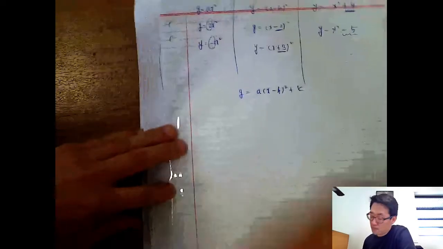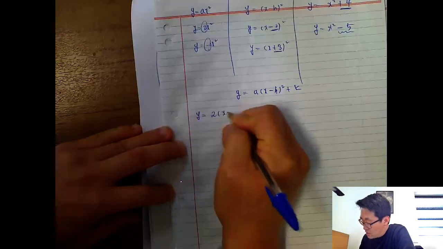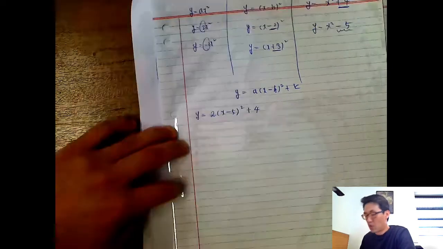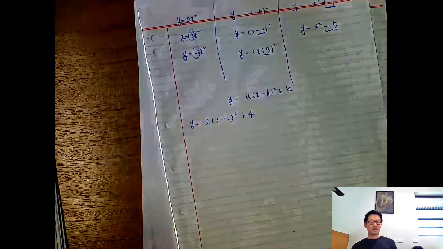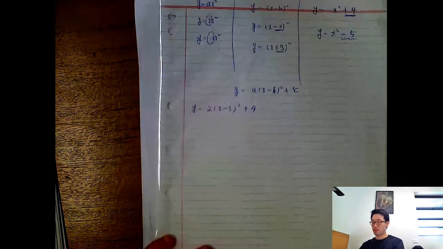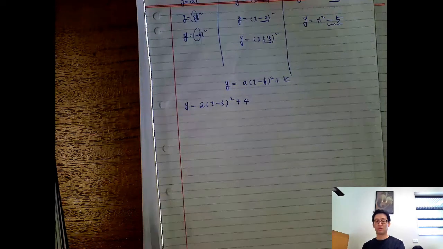We'll think about that. y equals 2(x minus 5) squared plus 4, all together. I'll let you think first. Think about it one by one.